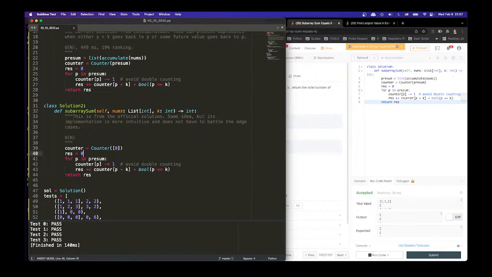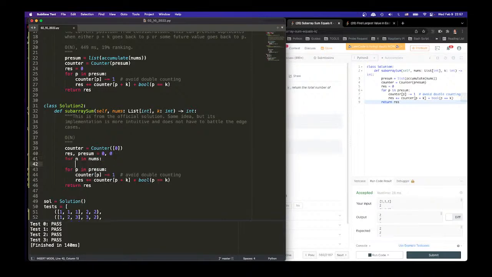And then, rest and the pre-sum, both are 0. Then for n in nums, right? We say, ending at this, so anything previous. Even the 0 works, because when I do previous, I don't count myself.